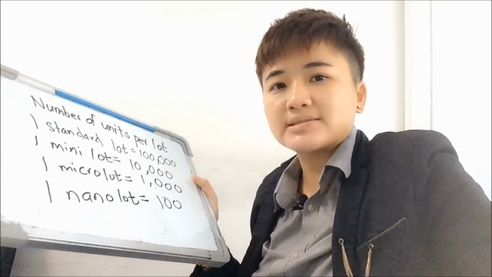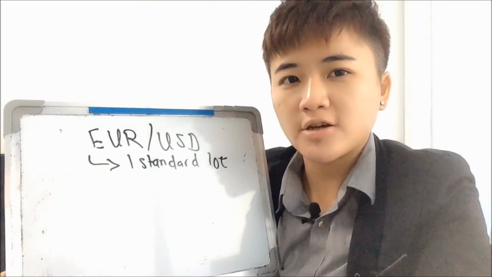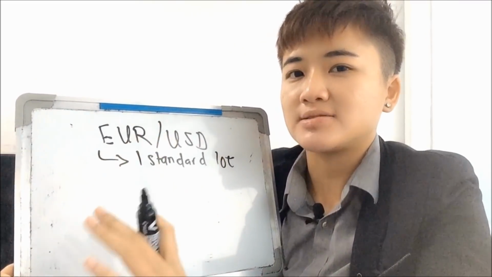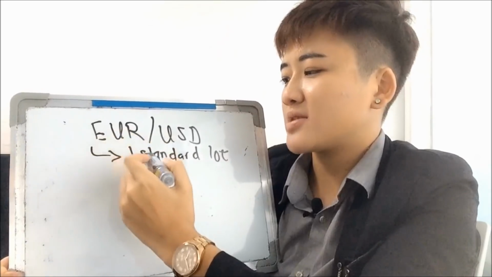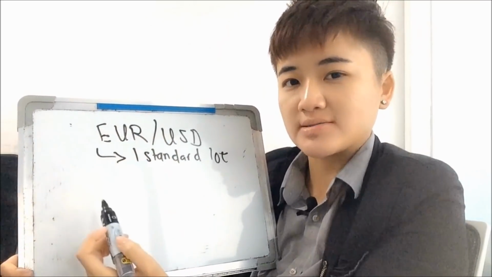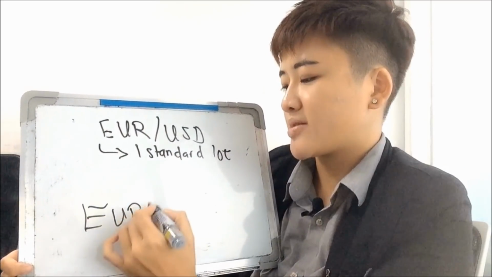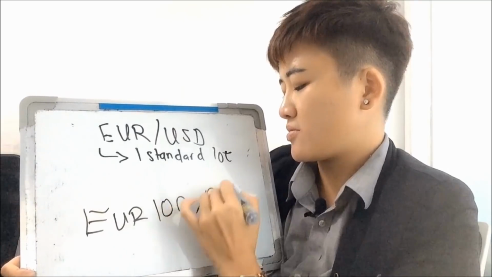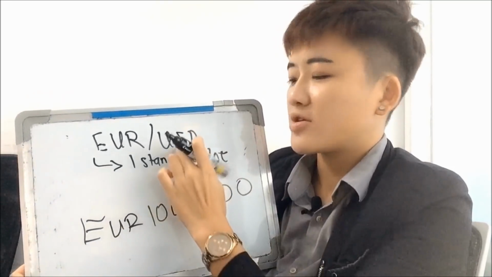To give you an example, when you're buying one standard lot, you're always buying the base currency. So for example, if you buy one standard lot of euro dollar, what you're doing is that you're buying 100,000 euro with US dollar.